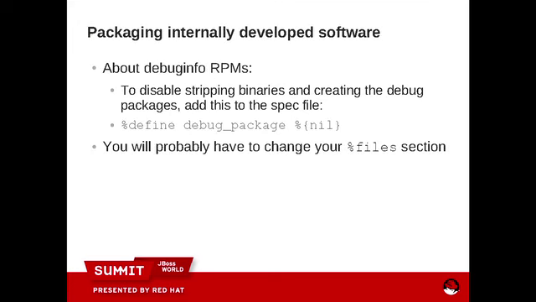A note about debuginfo RPMs. I don't recommend you turn it off except in one use case, which we'll talk about in the second half, to disable stripping binaries to make the debug RPM. You can add a line that says define debug_package %{nil}, so it won't create the debug package. Note that you will probably have to change your files section if you're going to do that, because the stuff that was stripped out and put in a separate RPM is now going to appear in the main RPM. Does that make sense? Okay.